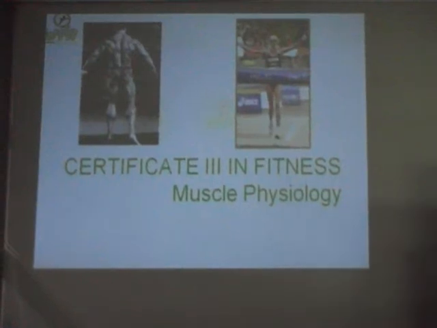Guys, muscle physiology, one of my favourites, should be one of your favourites. Great intro here. I've got two highly adapted athletes. We've got one on the left, Dorian Yates, 6 times Mr. Olympia, happens to be British. The lady on the right, Paula Radcliffe, Olympic champion, marathon runner, also happens to be British.